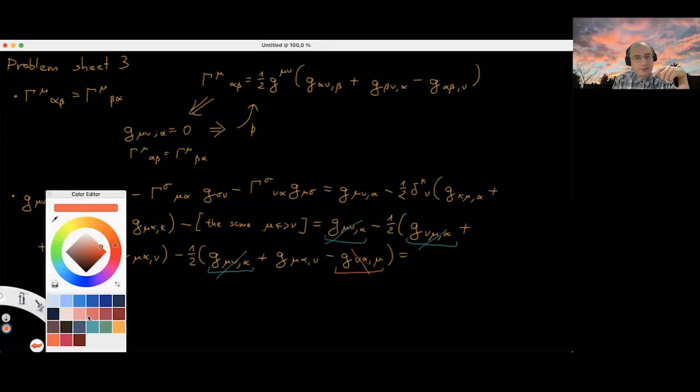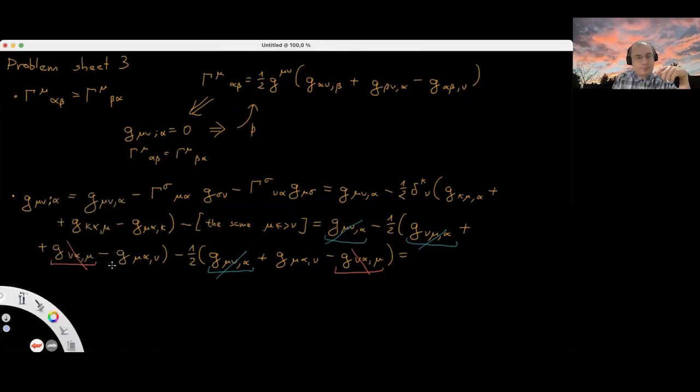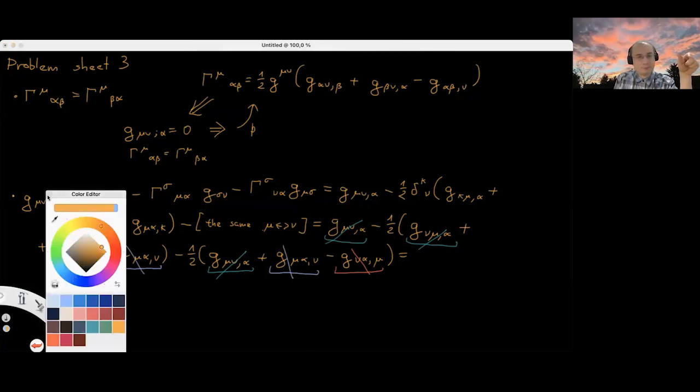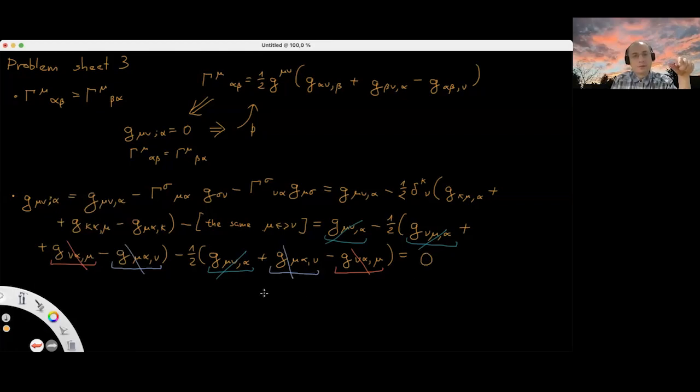And then in the end, we also have this term over here and this term over here, which again come with different signs, so they cancel out. So in the end, the result is zero. So good, we have found out that if we assume that gamma is given by this formula over here, indeed the connection is torsion free. There is symmetry in these two lower indices, alpha and beta, and the covariant derivative of the metric is zero.